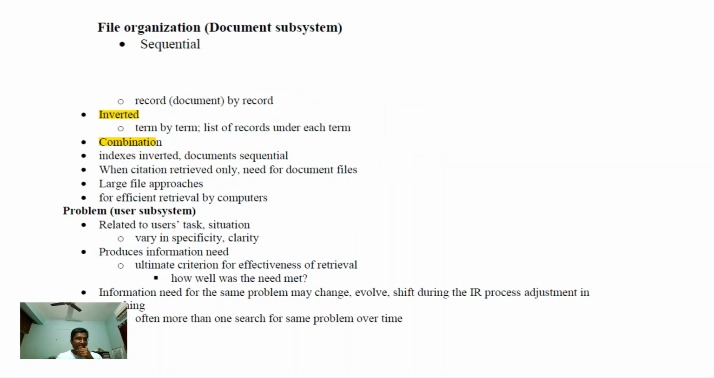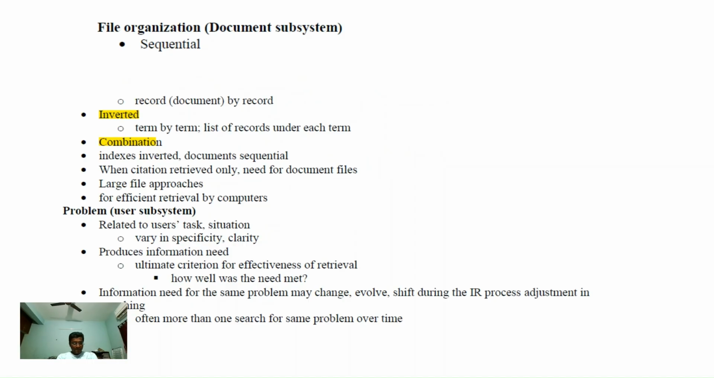The file organization is generically sequential, the documents by record. In the document subsystem, the file organization can be inverted also, that is term by term, and a combination can be involved, with indexes inverted and the documents sequential. There are some things included in the subsystem, like the large file approaches, that is, when citations retrieved are needed only for document files, and also for efficient retrieval by computers.